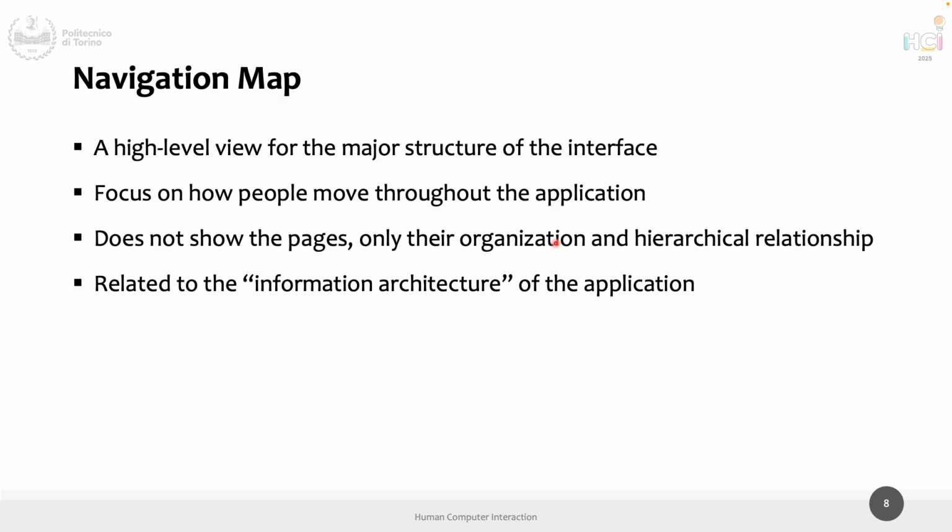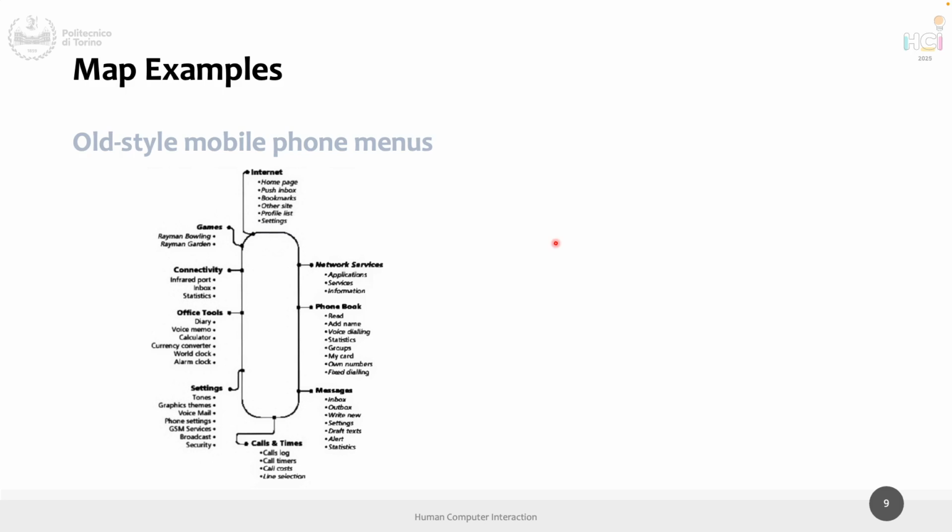So maps, just briefly, we intend as a support tool to explain the navigation, the information structure of a complex website, system, or application. It is a high-level view of the major structure of an interface, which focuses on how people move throughout the application. If I am on page 1 and I want to go to page 6, what's the path to go there? That's a map telling you the path, the relationship between pages, between content, etc. And it's again related to the information architecture of any system.